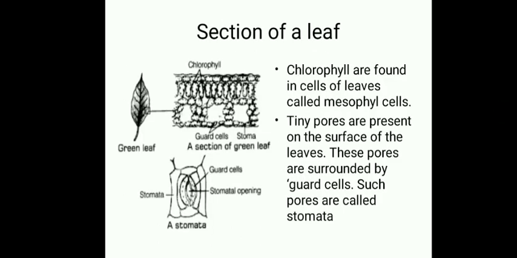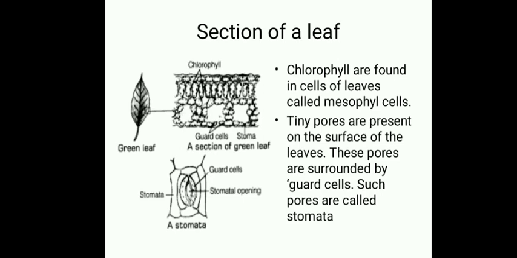Now let us see the section of the leaf and see where all these things are located in the leaves. First of all, chlorophyll. Where is chlorophyll located in the leaves? The cells of the leaves, as you can see here in the diagram, are called mesophyll cells. Inside the mesophyll cells, there is an organelle called chloroplast. Inside the chloroplast, the green pigment called chlorophyll is found.